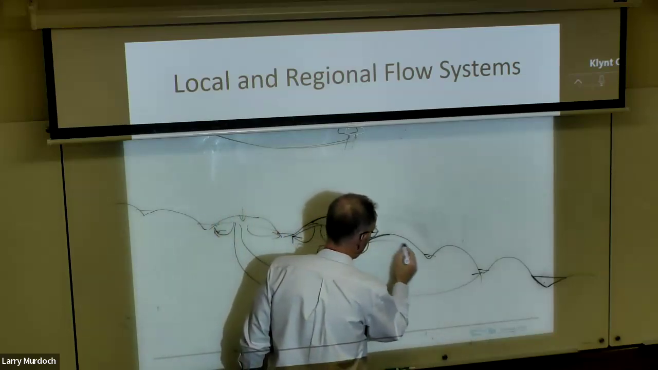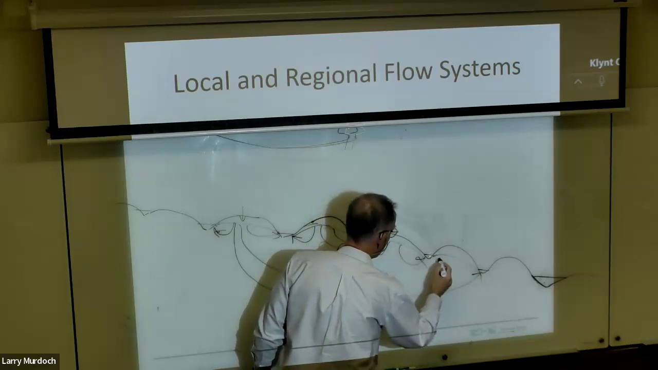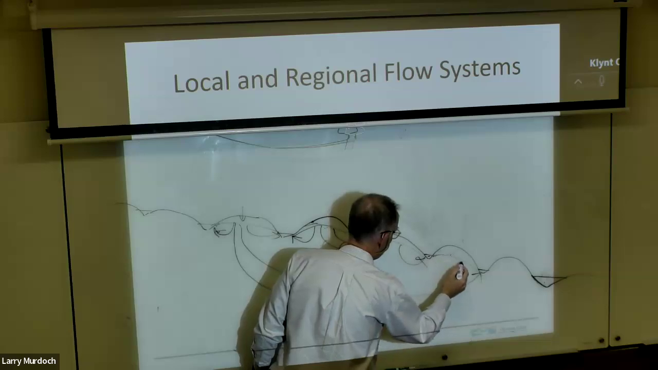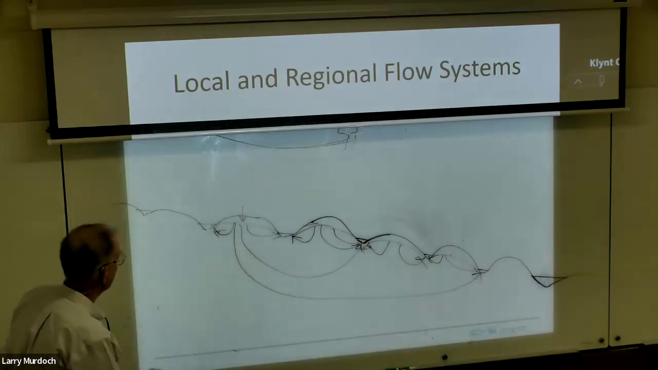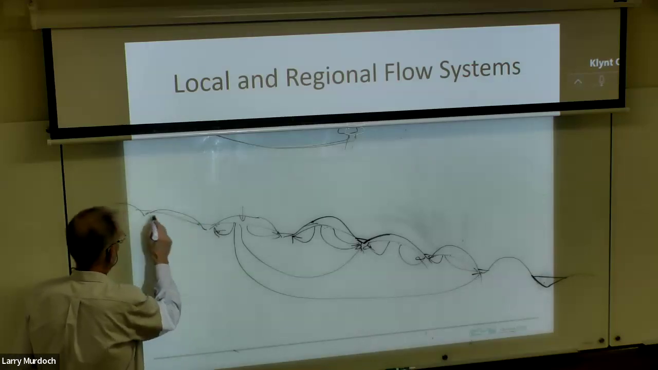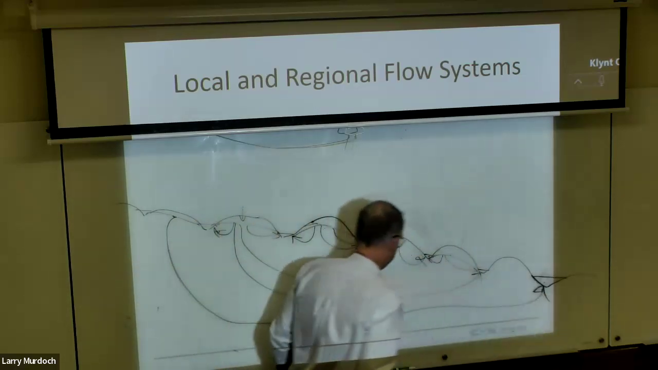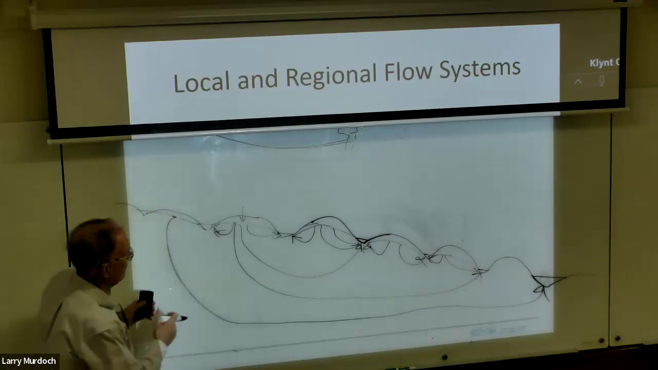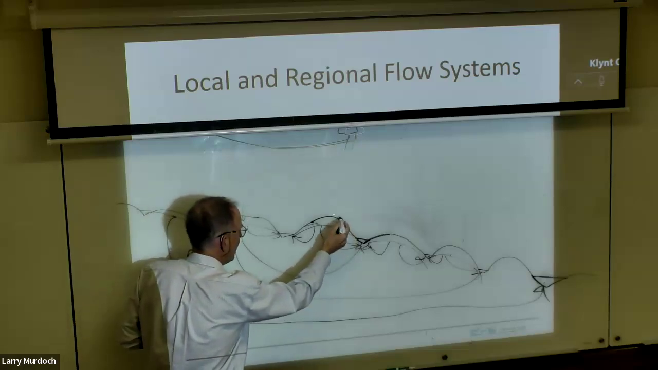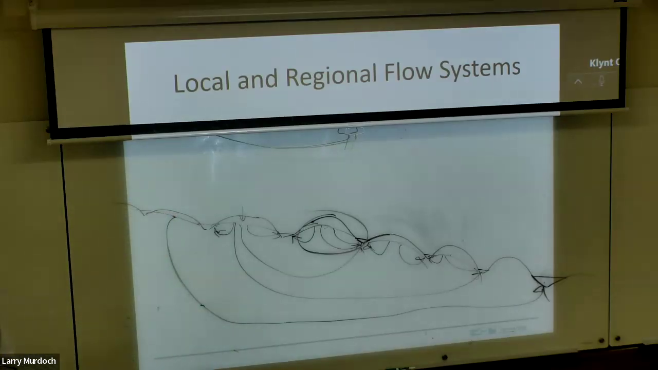And so what we have then is a system that looks like this, where they're local flow systems, but in addition to that, there are flow systems that go underneath the local flow system and can go in a broader, more regional sense. Okay, so we could have basically a system where we have these two things superimposed. That's a local flow system, and then these are regional flow systems.